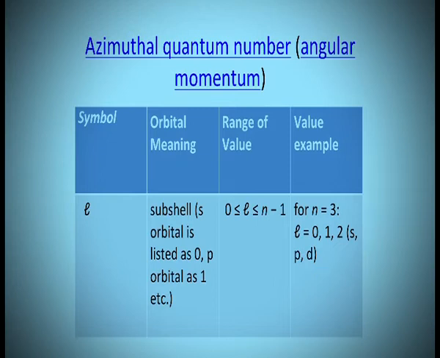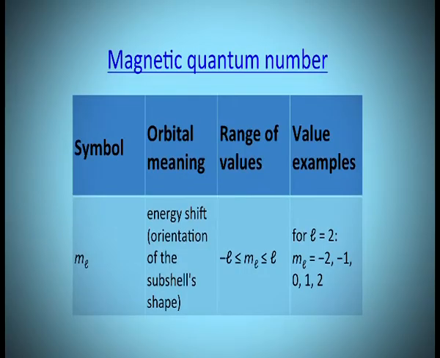l equal to 2 corresponds to the d subshell and contains orbitals with a clover leaf shape called d orbitals. The quantum number with symbol m_l describes the direction or orientation of the orbital in space. Quantum number m_l may have any integer value from minus l to plus l. For example, here you can see for l equal to 2, m_l can have the values minus 2, minus 1, 0, 1 and 2.